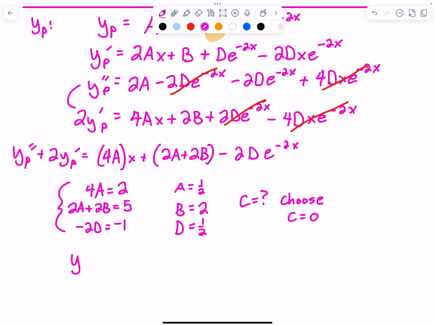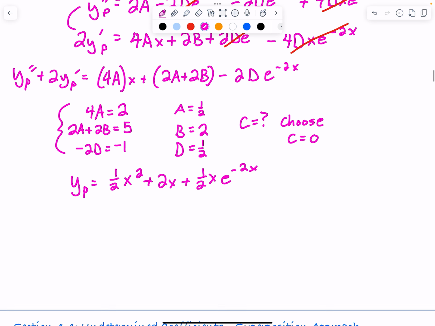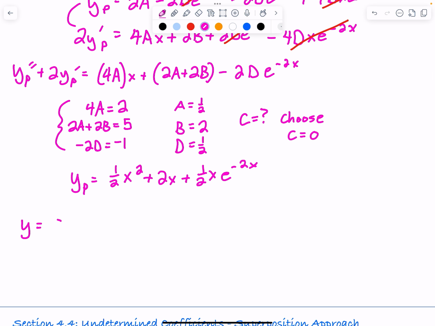All right, so now I can plug in my solution. Okay, I got 1/2 x, was it squared? Yes, 1/2 x squared plus 2x plus 1/2 x e to the negative 2x. Then to get our overall solution, we have y equals c1 plus c2 e to the negative 2x plus what we just came up with.